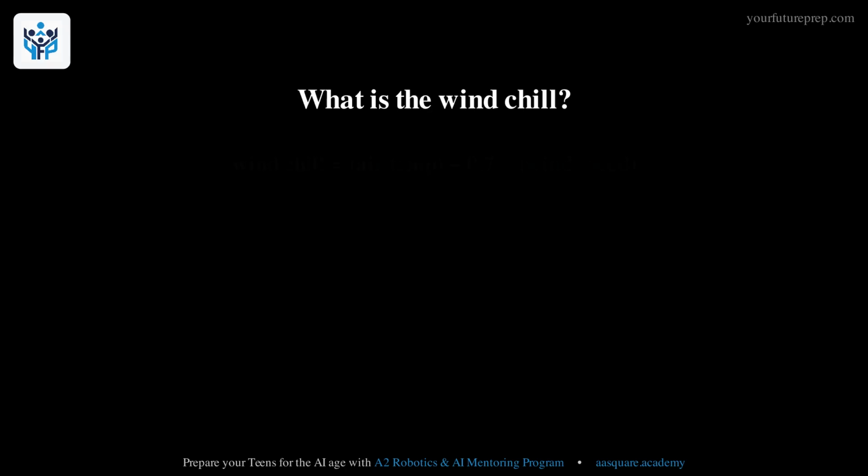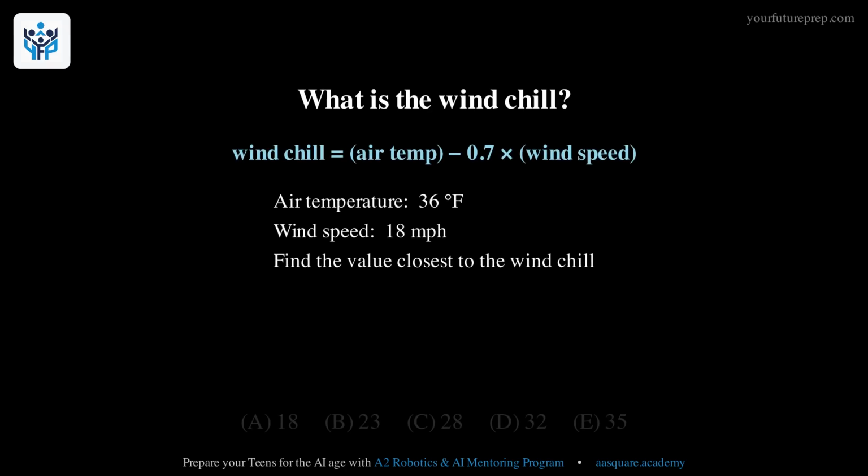Wind chill is a measure of how cold people feel when the wind is blowing. A formula for estimating the wind chill is wind chill equals air temperature minus 0.7 times wind speed, where temperature is in degrees Fahrenheit and wind speed is in miles per hour.